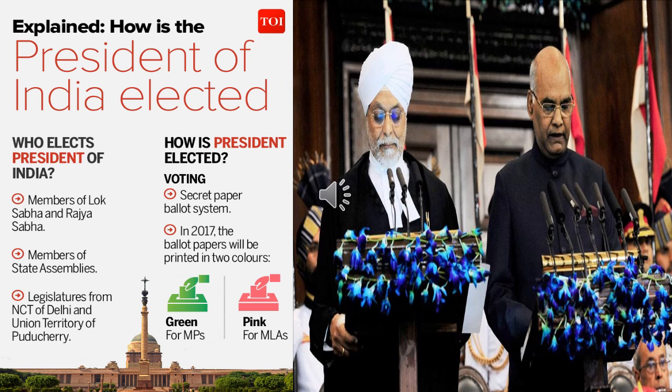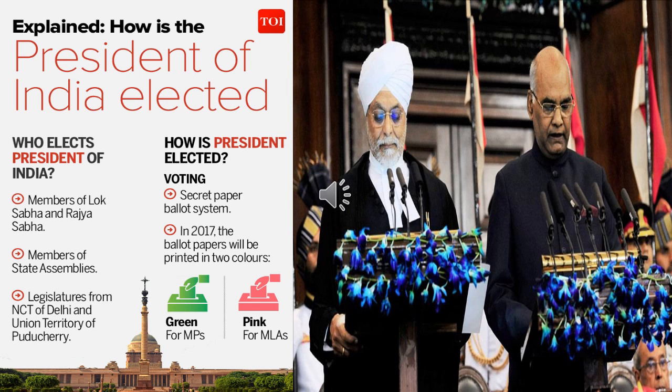Delhi and Puducherry are union territories. Because these two union territories have a legislative assembly, there are elected members. But if you take other union territories, there is no legislative assembly. That's why the elected members of the national capital territory of Delhi and Puducherry also participate in the presidential election.